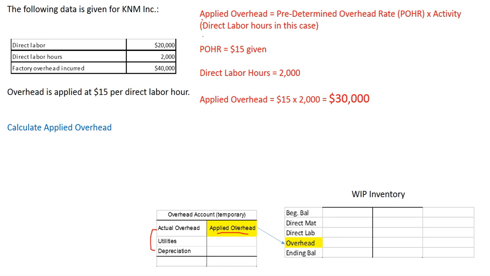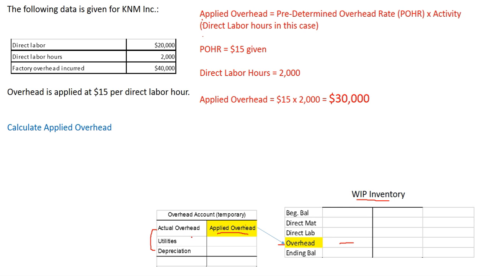When we apply overhead, the other part of it is when we credit the account, we need to debit another account, and in this case it's going to be the working process inventory on the overhead side, and the actual overhead in this case turns out to be $40,000. We are going to see in the next example how we close the temporary account, but again the flows are important. Applied overhead is credited to the temporary overhead account, and debited to working process inventory. $30,000 here, and $30,000 is going to go right here.